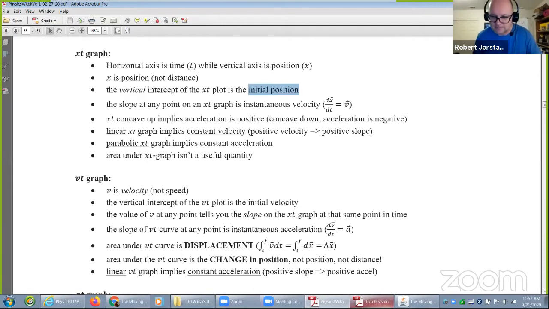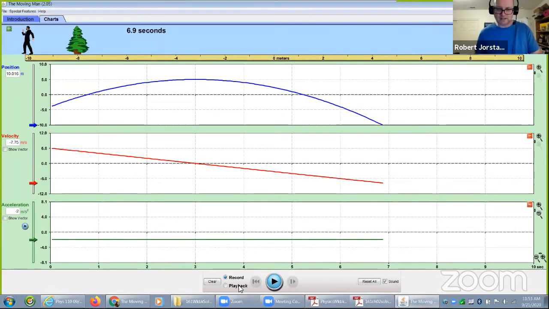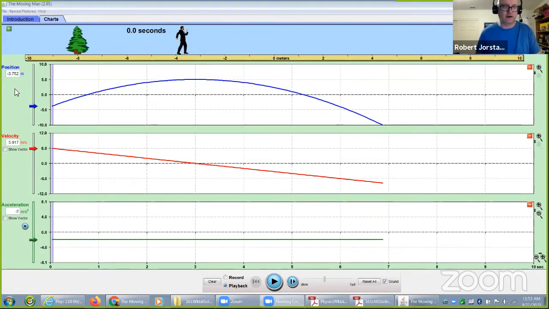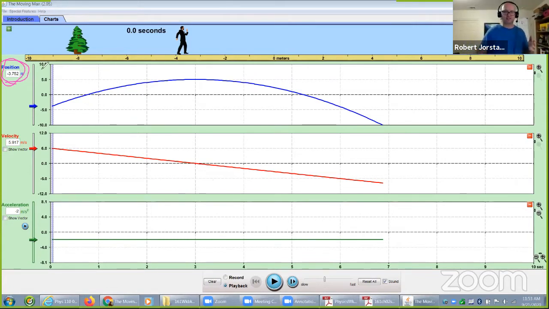Let's go look at that. Where were we? We were right here. So I'm going to rewind this and hit the playback. Now it's not perfect. You see there's a numerical artifact here. It doesn't start exactly at -4. Again, we're supposed to be starting at -4. That's just because to do the simulation, it has to assume a finite time interval. It's basically -4. That's where we started, right? And notice the vertical intercept right here is at -4. So the initial position is the vertical intercept of the XT plot.